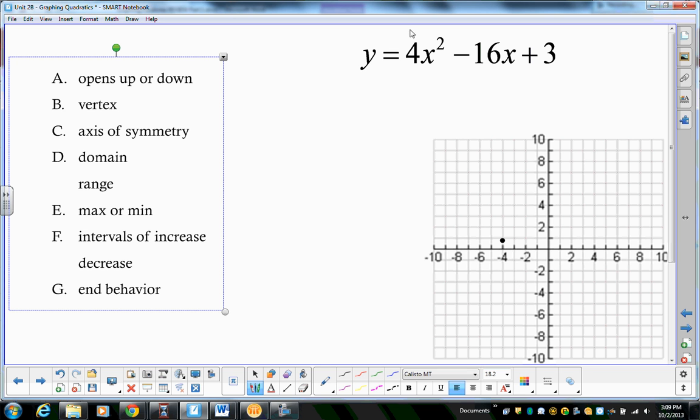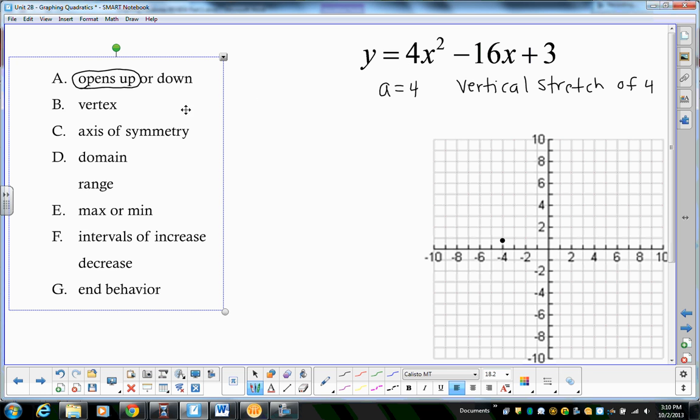Okay, so if I look at this, I can see right away that my A term is 4. So if A is 4, I know that's going to be a vertical stretch of 4. Now, I also know that this is going to open upward. And the way I know that it's opening up is that A is a positive number. So I have no negative in front of there.